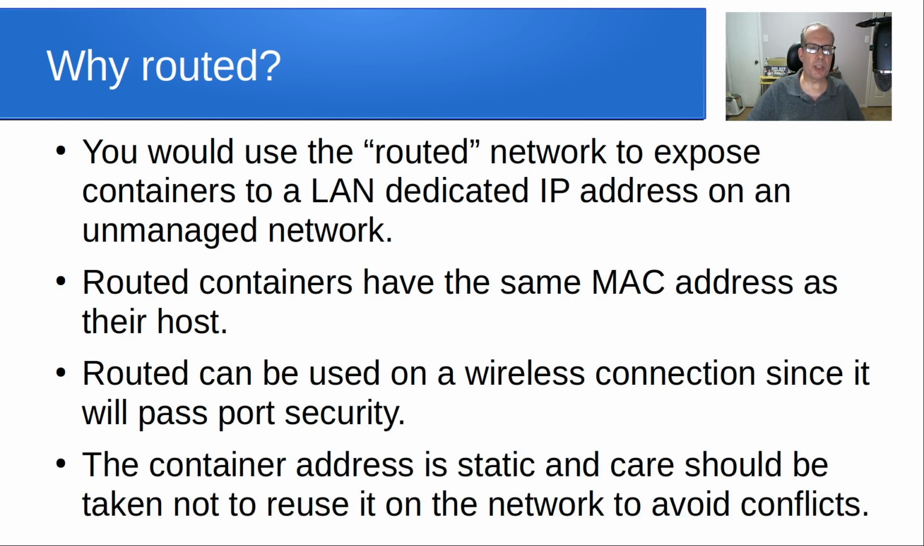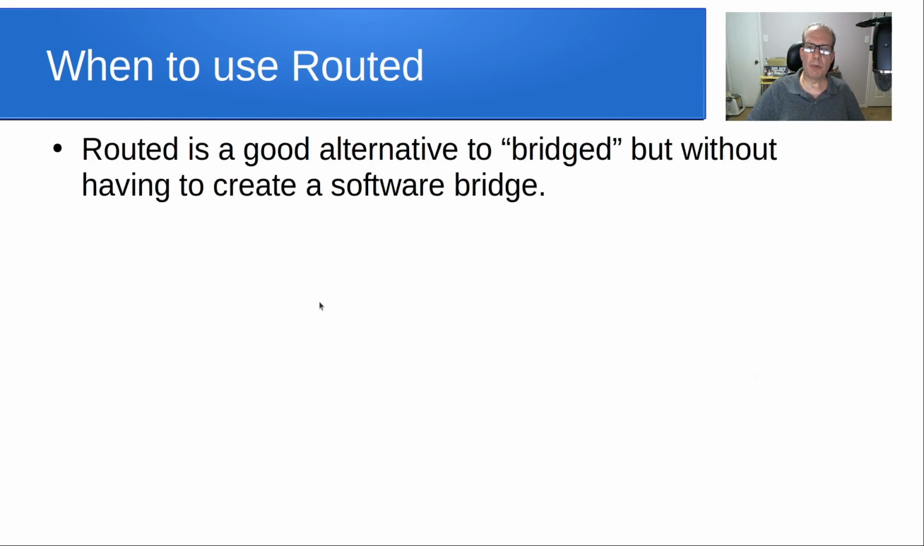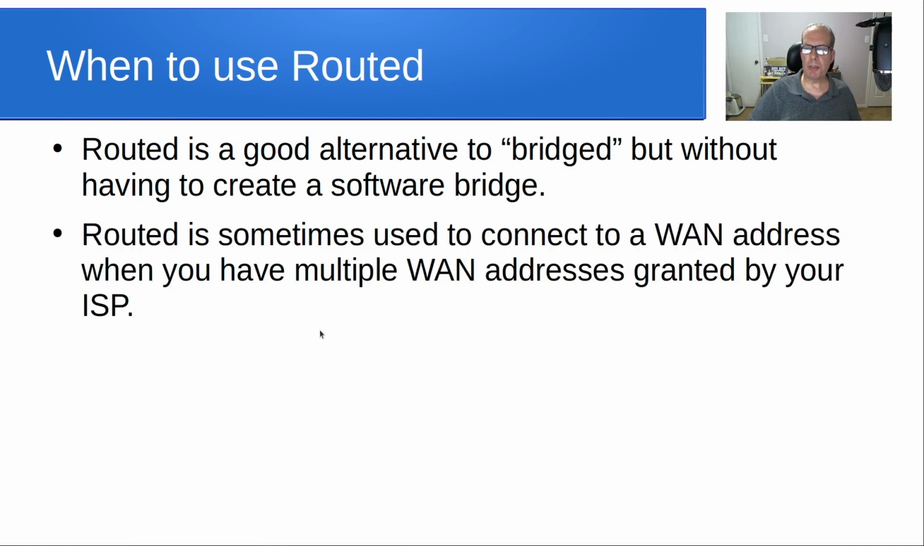And in fact, either set up a DHCP address reservation for it or pick an address that's outside of your DHCP scope. So when exactly do we want to use routed? Well, routed is a good alternative to bridged, but without having to create a software bridge. And routed is sometimes used to connect to a WAN address when you have multiple WAN addresses granted by your ISP.